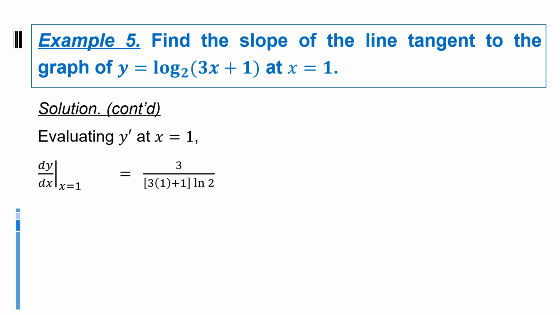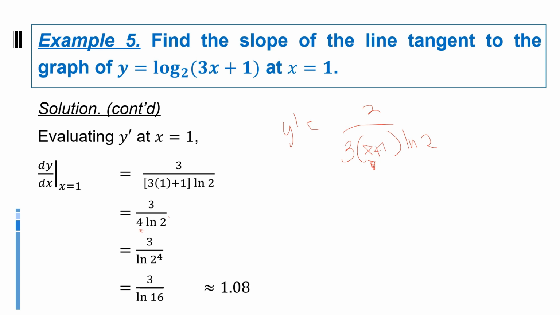Okay? Yung x kanina, di ba, meron tayong y prime equals 3 over 3 times x plus 1 ln 2. So yung x dito, pinalitan lang natin yan ng 1. So we now have 3 over 4 ln 2. Or, pwede naman natin ilagay yung 4 doon sa exponent, doon sa 2. So we have 3 over ln 2 raised to 4. Or that is 3 over ln of 16. Or kapag kinuha nyo yan sa calculator, that is approximately equal to 1.08.